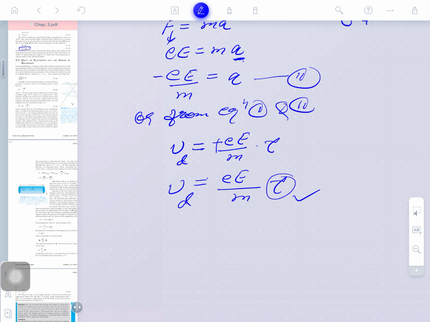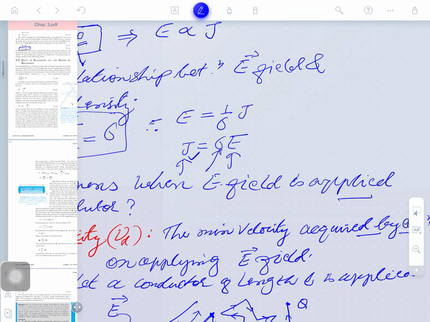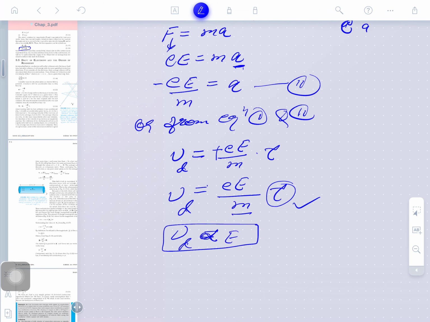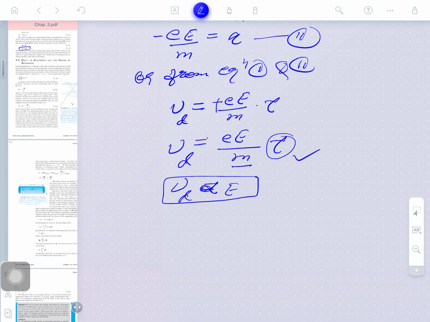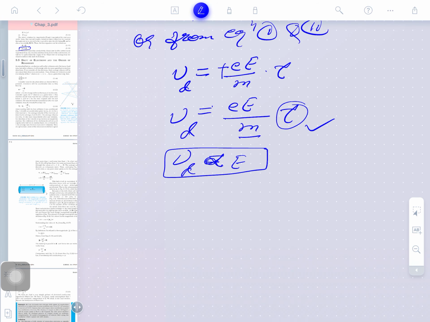Tau is fixed here for the semiconductor, mass fixed, everything else fixed. So drift velocity is directly proportional to field, and current density is also directly proportional to field. So we can say current density is proportional to drift velocity. The higher the drift velocity, the higher the current. Is that clear, guys? Well understood?